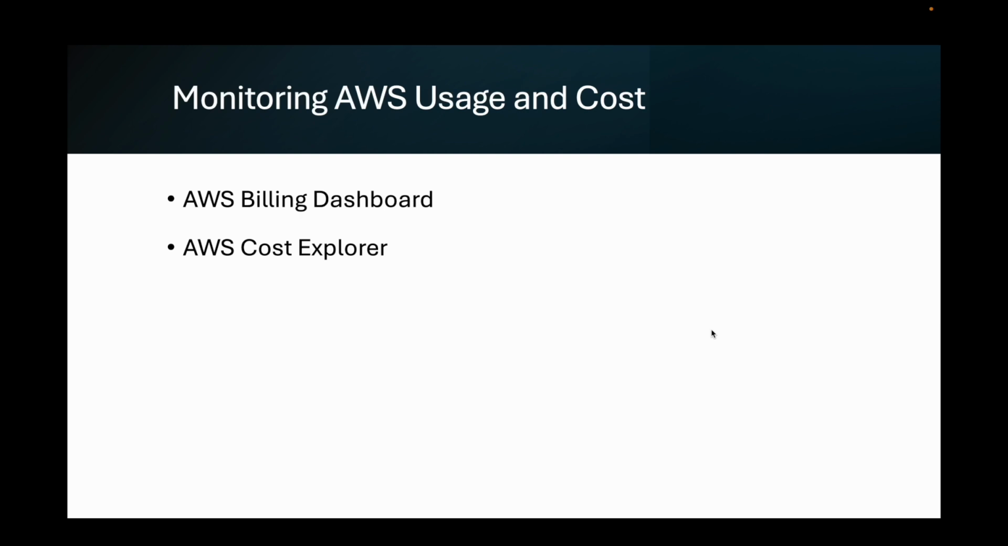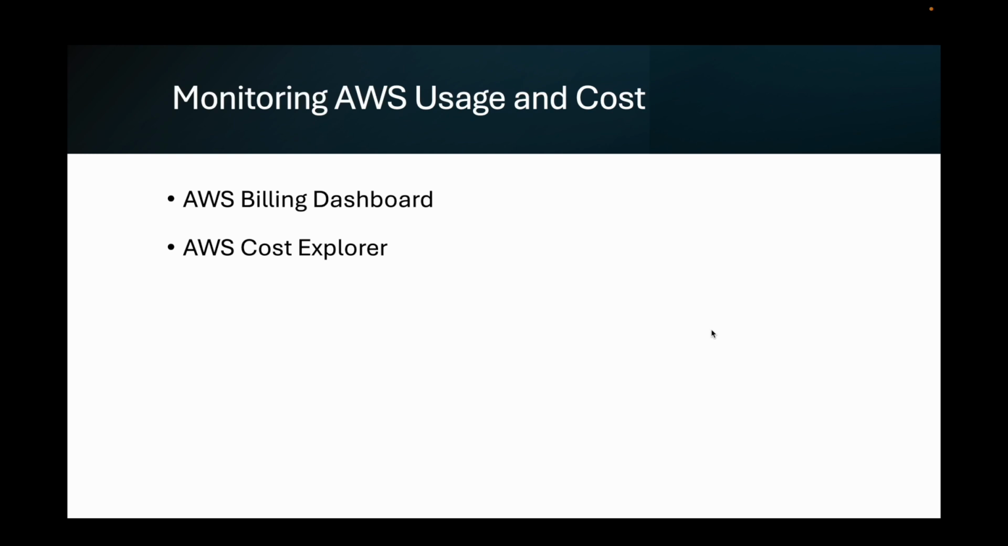We have then AWS Cost Explorer. Now, AWS Cost Explorer is a powerful tool for visualizing your AWS cost and usage. It allows you to analyze spending patterns and trends over time, filter and group data by various dimensions such as services, regions, linked accounts, and tags, and create custom reports to drill down into specific cost drivers.